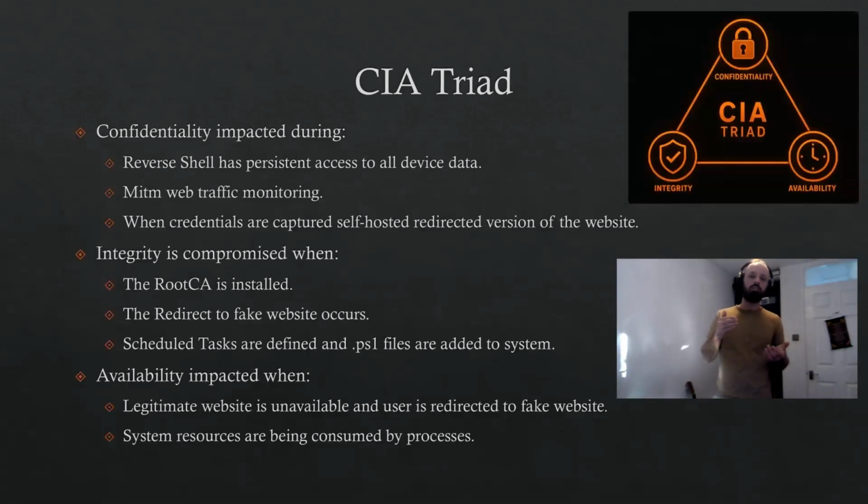So, how was the CIA triad impacted by this attack? In terms of confidentiality, it's probably the reverse shell, the MITM web proxy that we used to monitor their web traffic, and when we redirected them to the fake website. In terms of integrity, it was compromised when the root CA was installed, when it was redirected to the fake website, and also when we used the scheduled tasks. In terms of availability, that was impacted when they couldn't access the legitimate eBay website, and also when we were consuming resources on their computer.